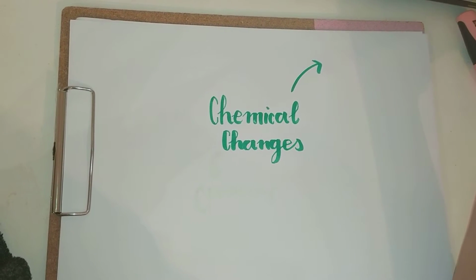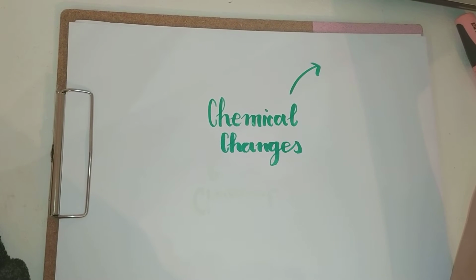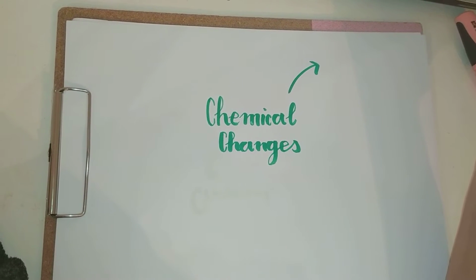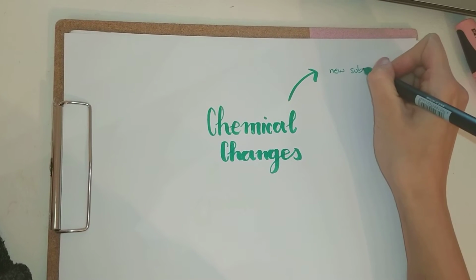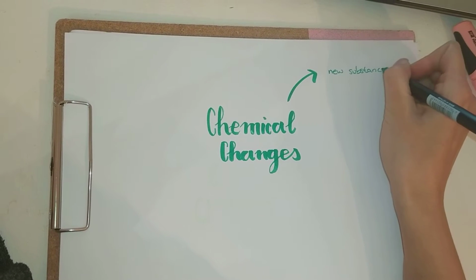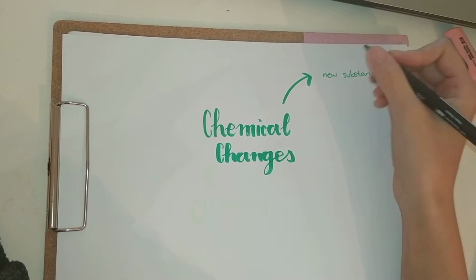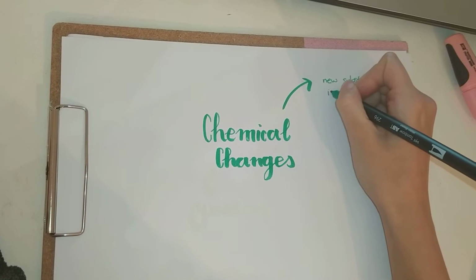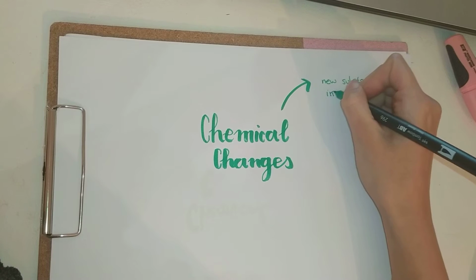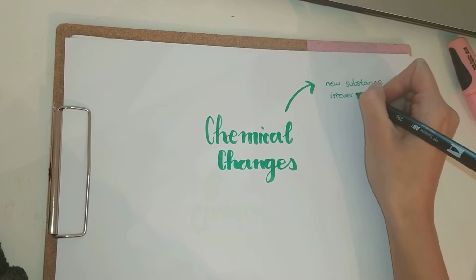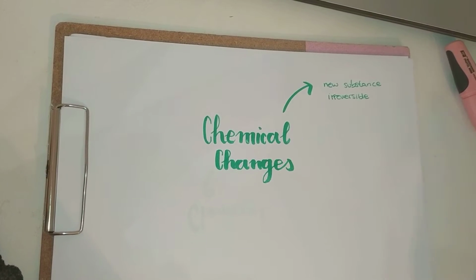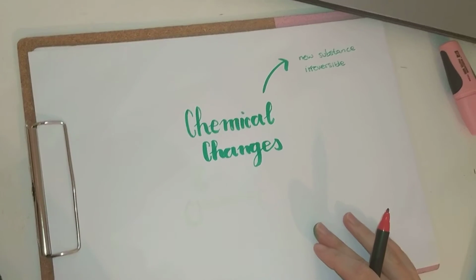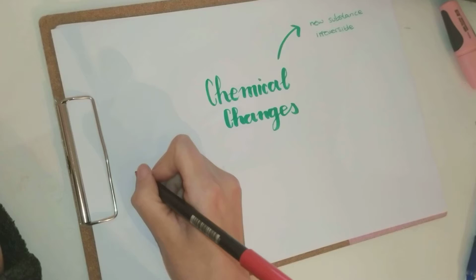So, a chemical change occurs in a chemical reaction and produces a new substance. A chemical change is always irreversible. Okay, let's talk about the first chemical change, combustion.